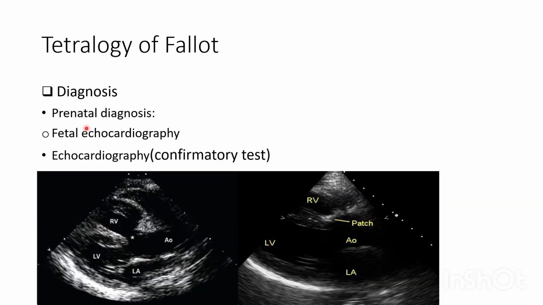Diagnosis can be done prenatally by fetal echocardiography. Echocardiography is the confirmatory test for tetralogy of Fallot. This is the right ventricle, this is the left ventricle. Here is the ventricular septal defect, and the overriding aorta, as it is placed above the ventricular septal defect. In this picture you can see there is surgical patch repair of the ventricular septal defect and the aorta is rightly placed above the left ventricle.